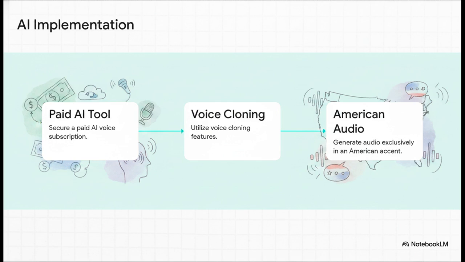Second, utilize voice cloning features. You can clone your own voice or synthesize a totally unique, highly realistic persona. And third, generate your audio exclusively in an authentic American accent. Doing this gives your channel a unique, consistent cultural identity rather than just sounding like some generic, royalty-free robot.